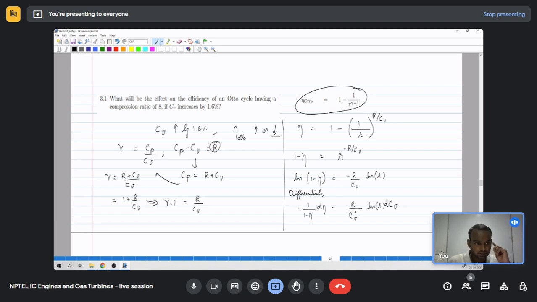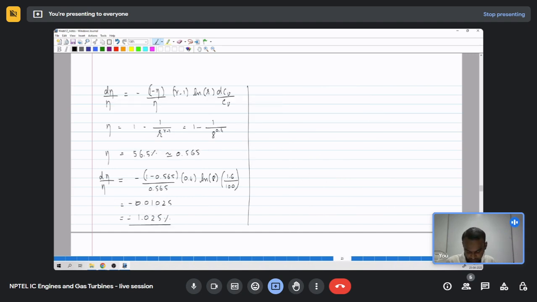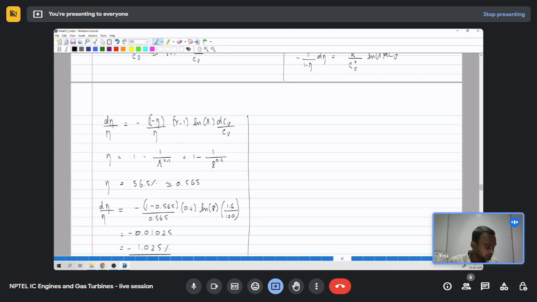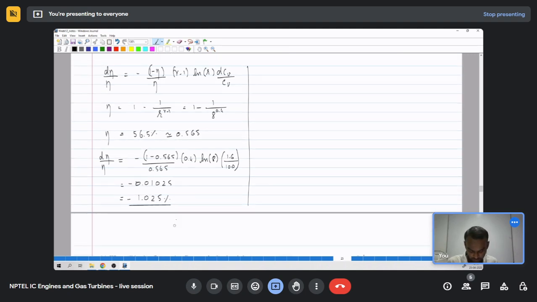I am asking, now we have found that it is decreasing by minus 1.025%, right? By doing the derivation and everything. So without going through many of the steps, how else can we solve and get the same value or at least a similar value?